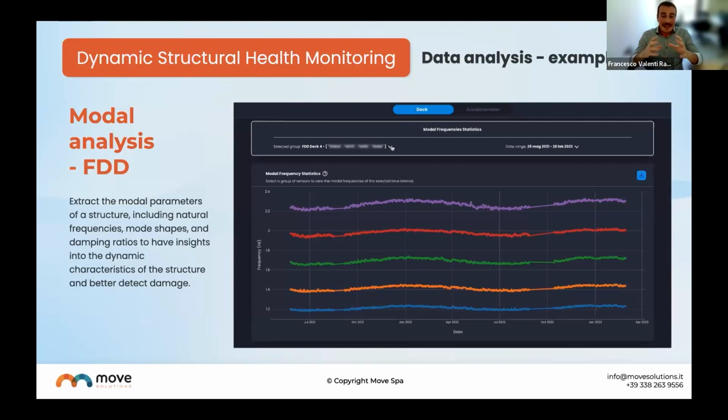So it's like catching the natural frequencies of a structure, tracking down a pattern and seeing if this pattern comes back to where it started. If it doesn't, maybe something is happening, something that could be the normal aging of the structure or something that could need some action and maintenance.